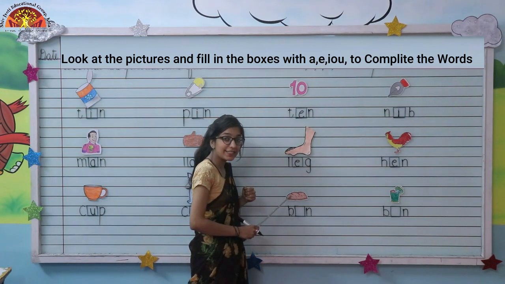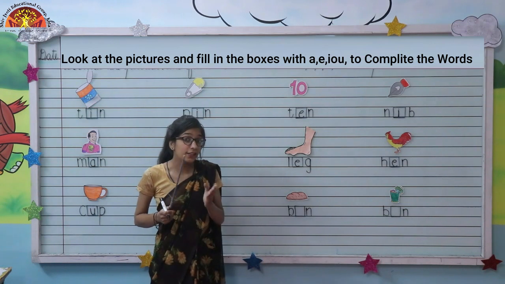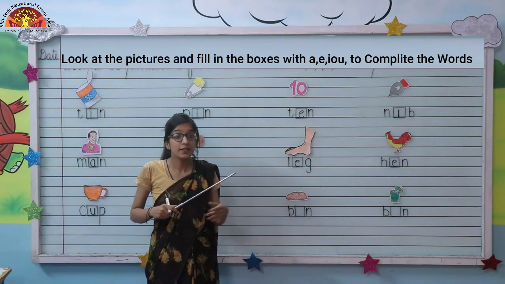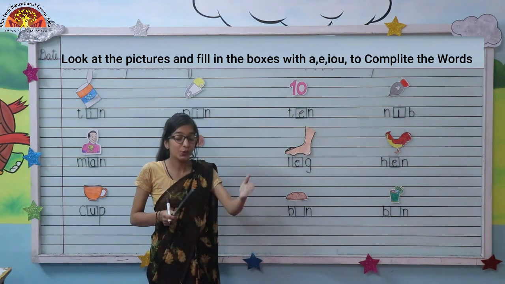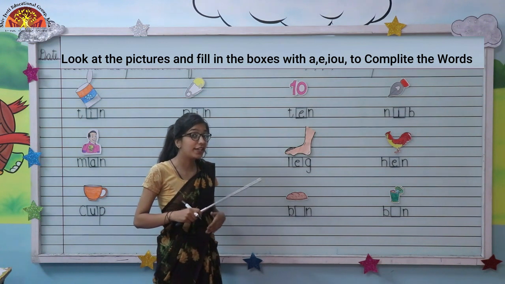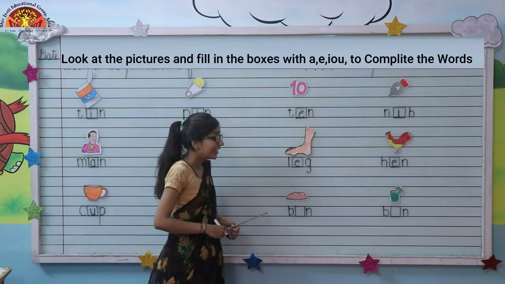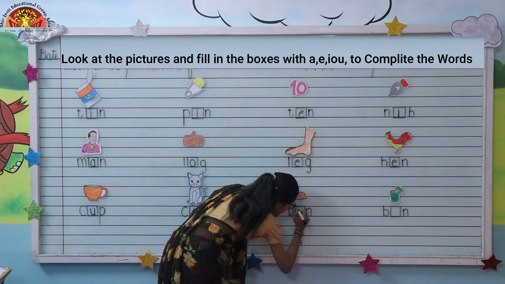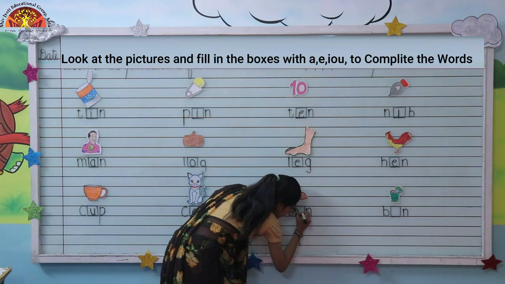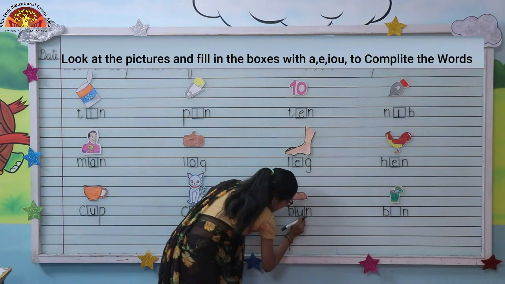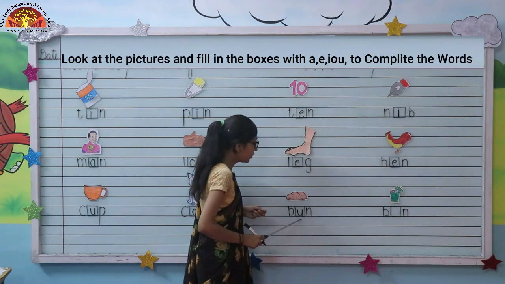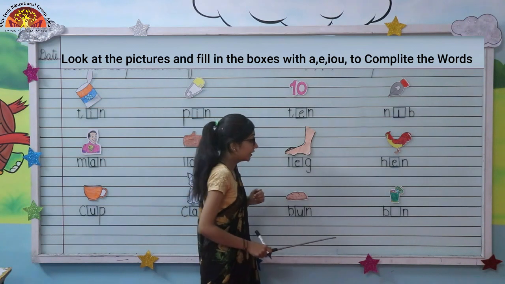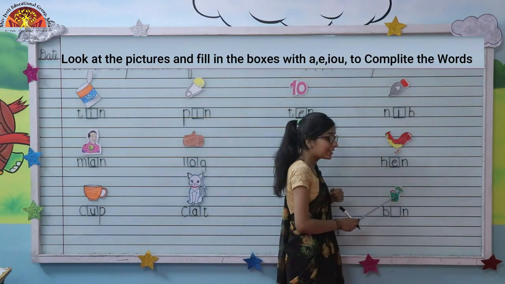Which picture is this? This is a picture of bun. B-U-N, bun. So tell me, which letter is missing here, kids? Yes, letter U. So we have to write U here, like this. B-U-N, bun.